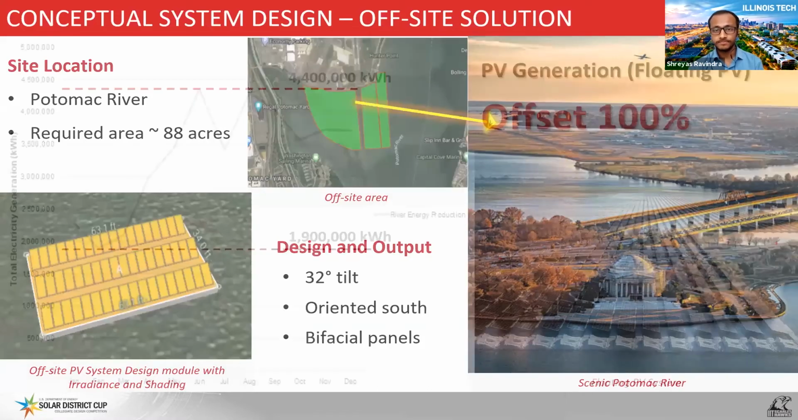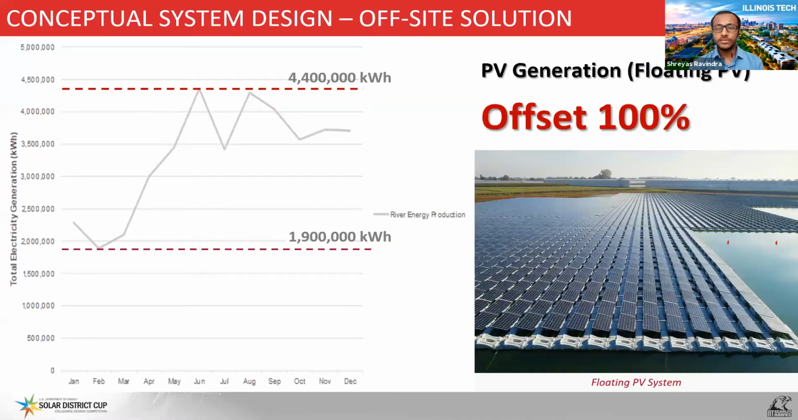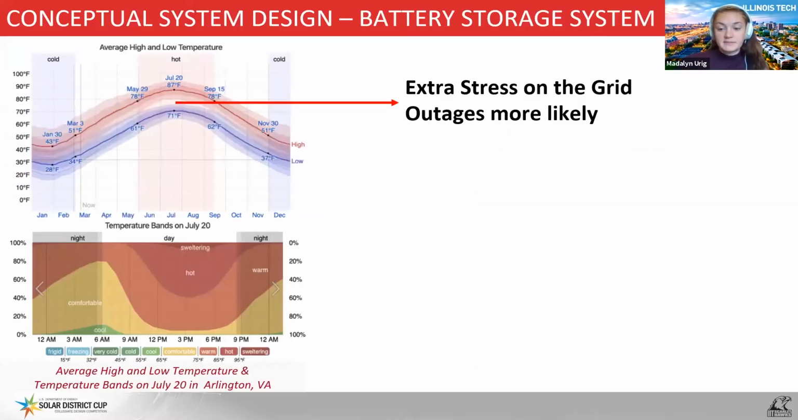The annual electricity generation ranges from 1.9 million kilowatt hours to 4.4 million kilowatt hours. This satisfies the buildings' 100% power demand without the need for a battery storage system. The basis of our battery energy storage systems was resilience.